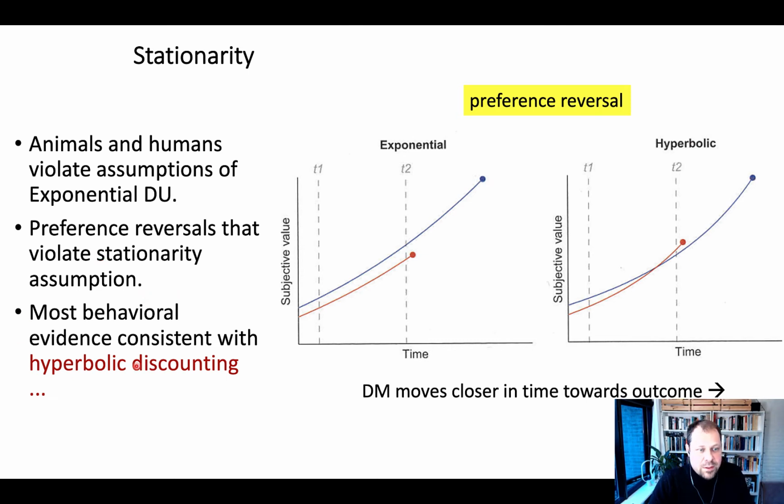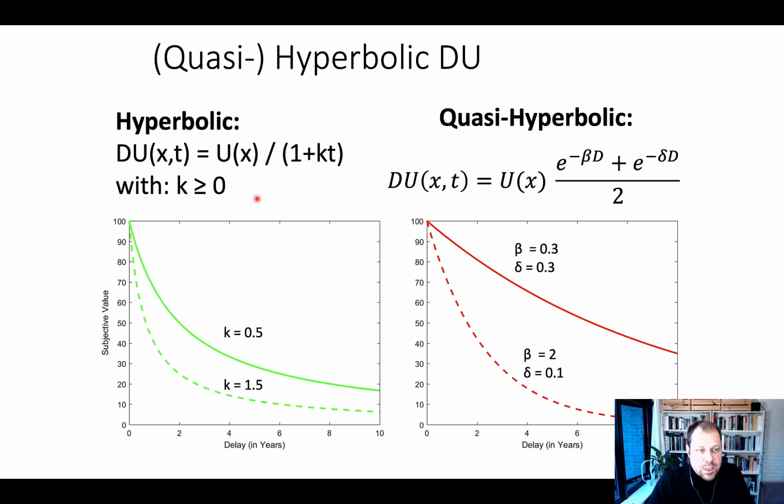Most behavioral evidence is consistent with this type of hyperbolic discounting that allows for flipping of preferences as the decision maker moves in time. And basically what this means is that we have a violation of the stationarity assumption that makes exponential discounting not a good model of most animal and human behavior. So let's have a quick look at these two types of models. We have quasi-hyperbolic discounted utility, but also hyperbolic discounted utility.